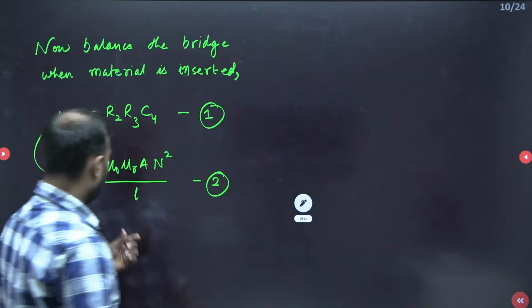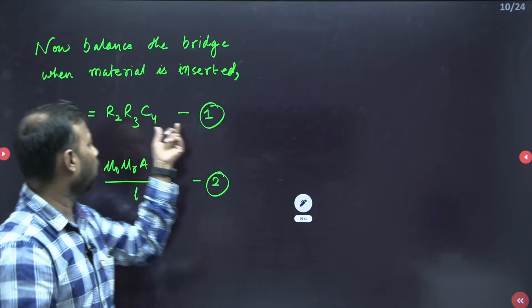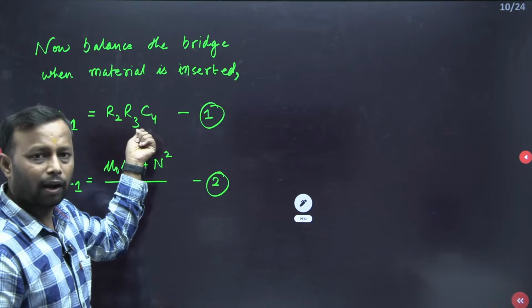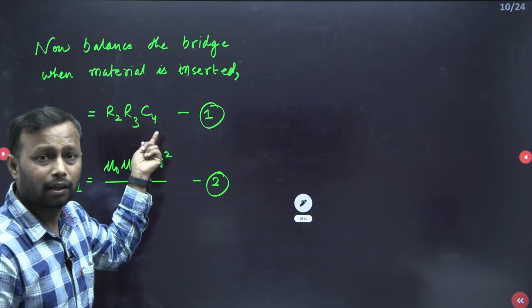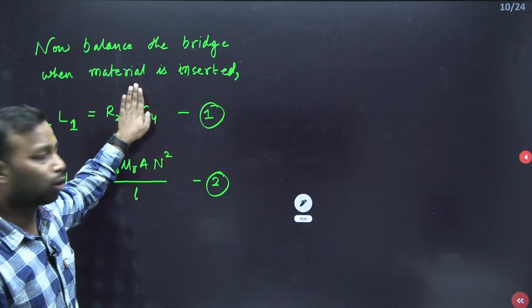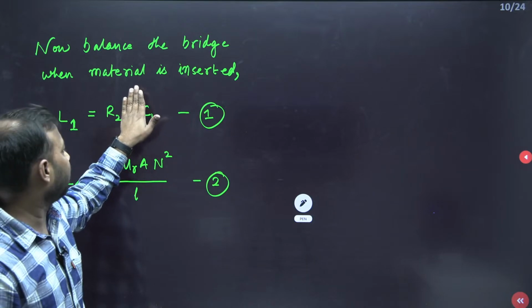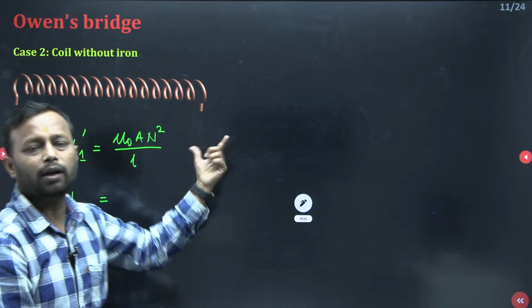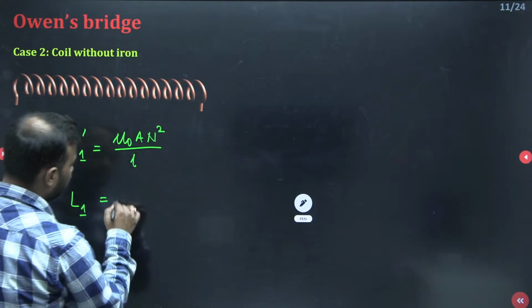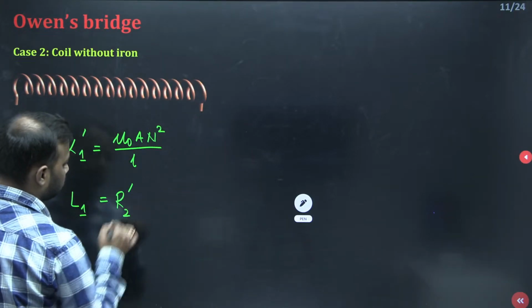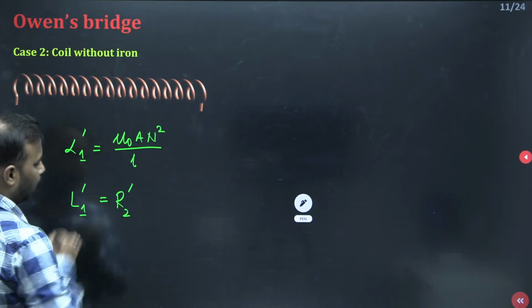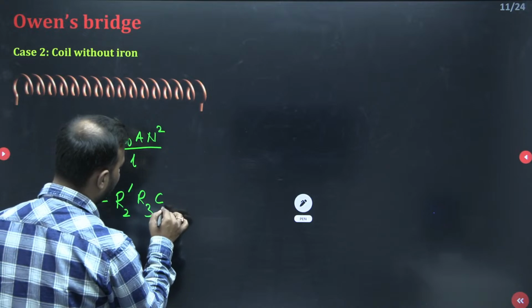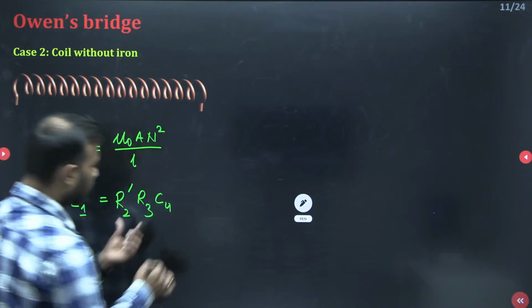But please listen very carefully: whatever capacitor value you have taken for this L1, and whatever resistor value R3 you have chosen, keep those things fixed. Now by the help of this R2 you are going to balance this condition. So let me take R2 now as R2 dash, then your L1 will become L1 dash. Understood? Since we have left R3 and C4 unaltered, they will remain the same.